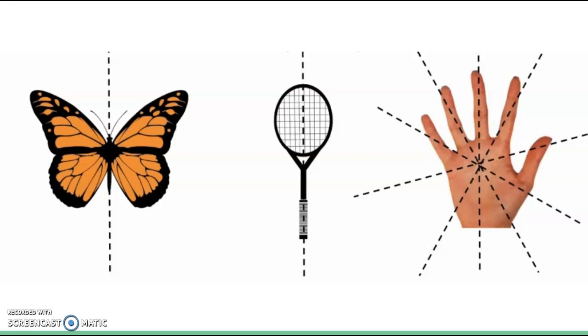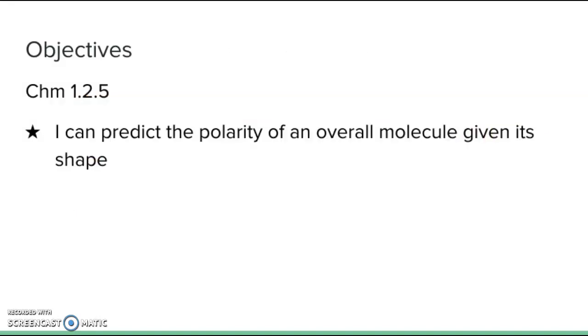All right, so what we're going to be able to do today, this is our objective. You can copy it down in your notes. You're going to be able to predict the polarity of an overall molecule given its shape. And you're even going to be able to do it given its formula, but we're just going to focus on shape itself.